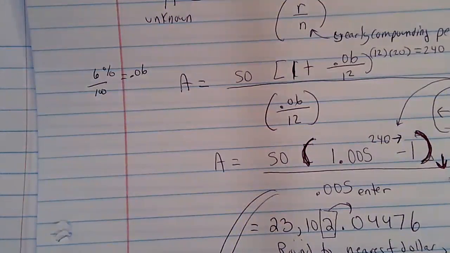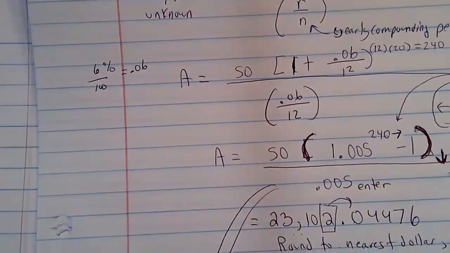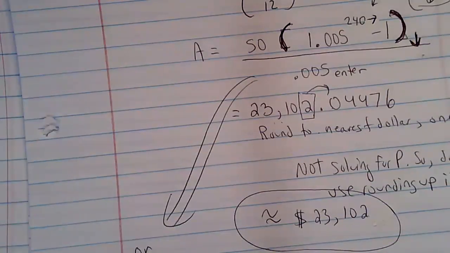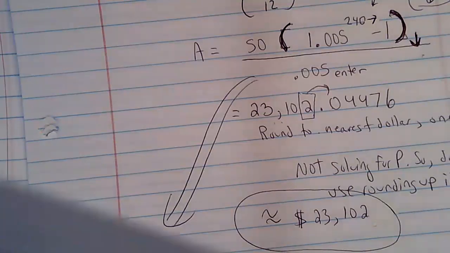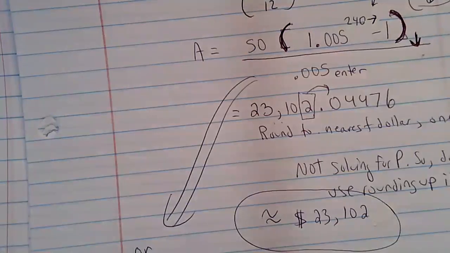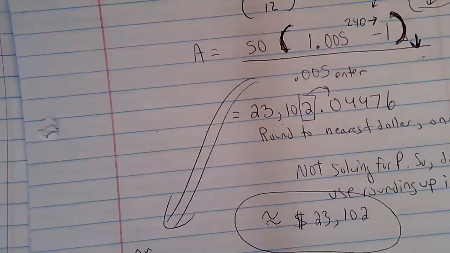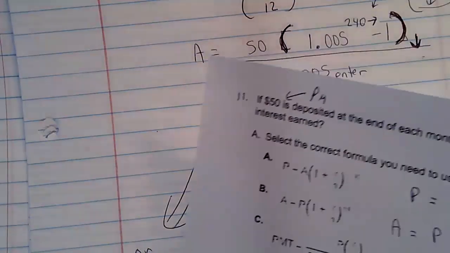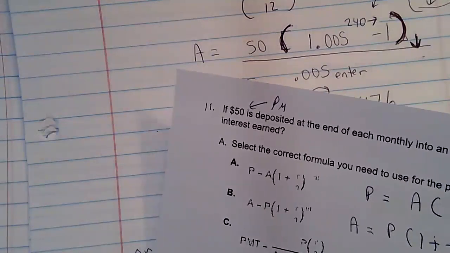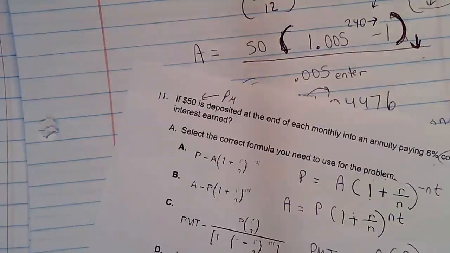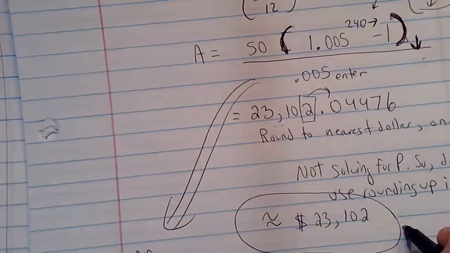Let's see. There's a second part to that question, wasn't there? What was the other question? Let's see. Yeah, they wanted to know, okay, how much will be in the account after 20 years? So you're going to have this much in the account after 20 years.